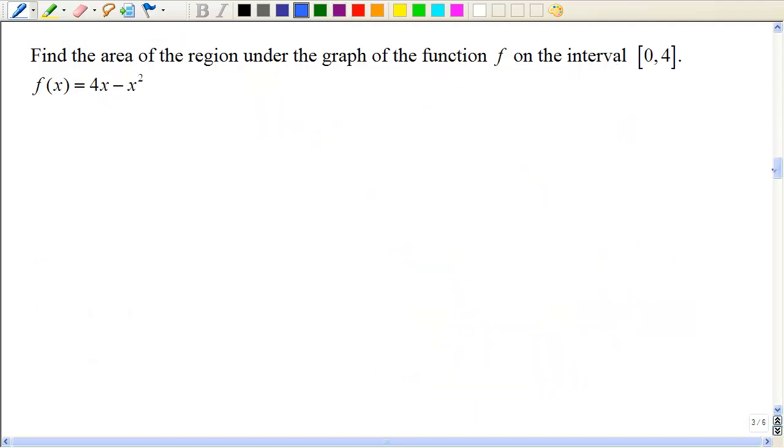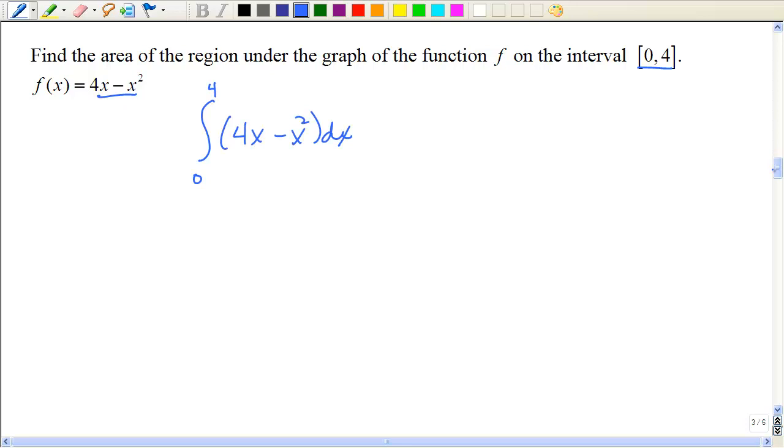All right, so now let's look at this next example. We have a parabola, a quadratic, that's going to be upside down. No need to graph it, but we're going to find the area underneath the graph between 0 and 4. We set up our integral for 0 to 4.